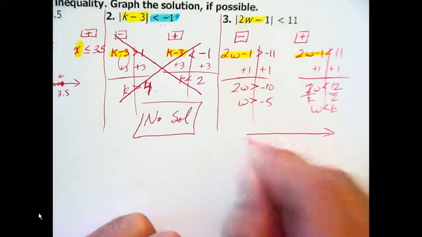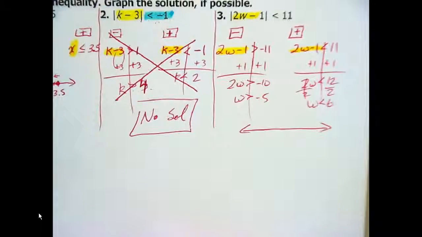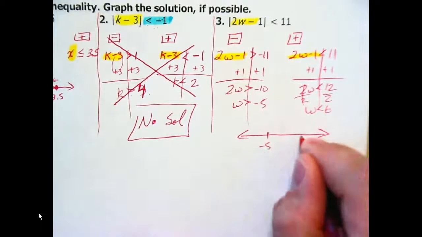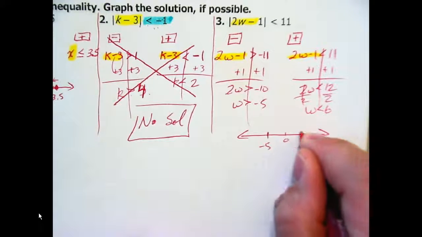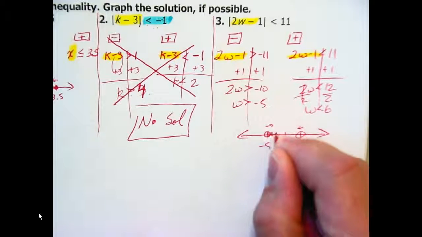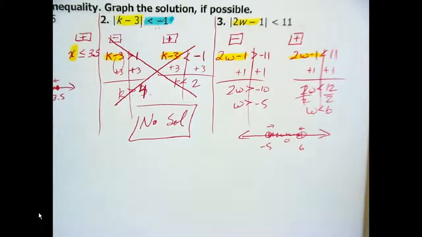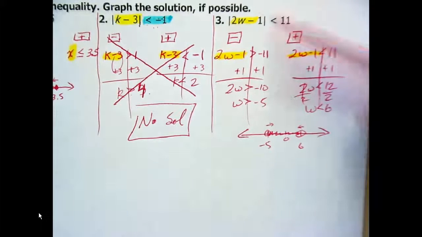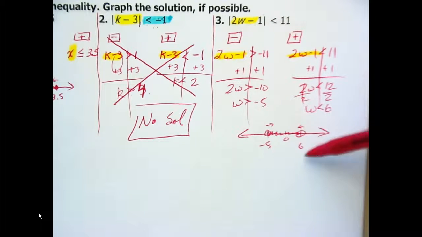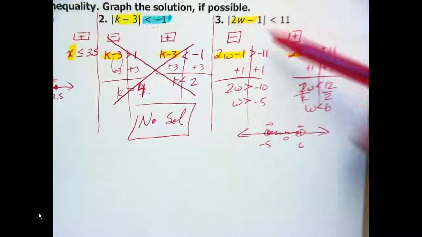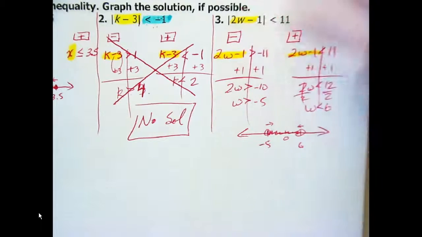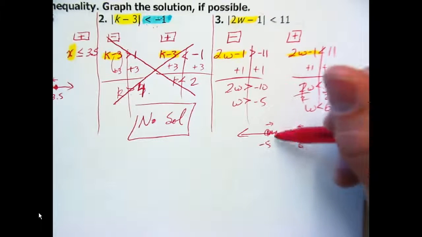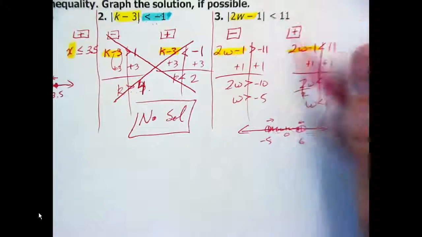Okay, is this an and or an or? This is an and. When I'm at negative 5 and I'm at 6, there's 0 in between. Shading that way, shading that way. That's an and situation. Two numbers that would work: negative 5 would work, and 6 would work. If I put negative 5 in, I end up with negative 11 is less than 11. I put 6 in, I get positive 11 is less than 11. I'm taking the absolute value. Notice 5 and 6 can't be solutions, but it tells me everything in between would work. So you want the values in between that would work.